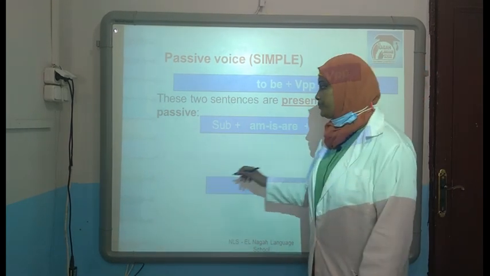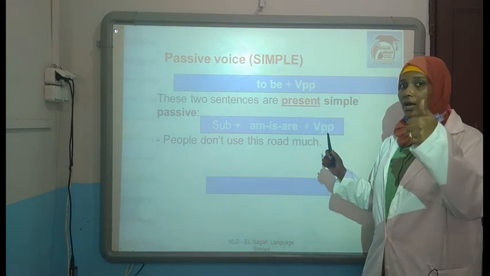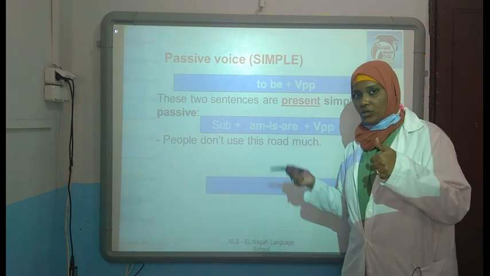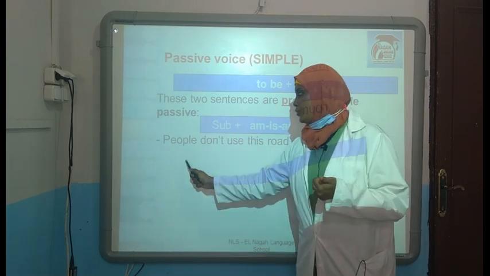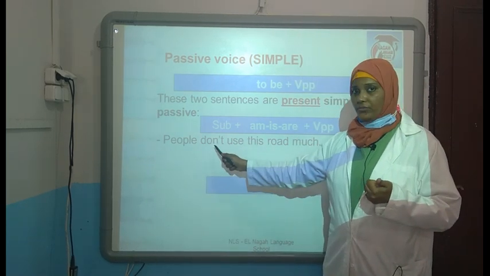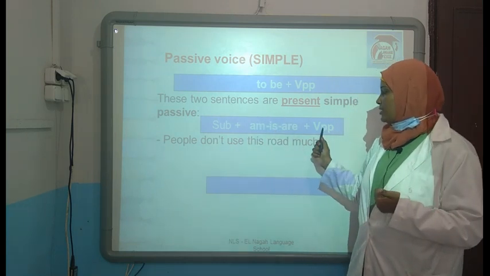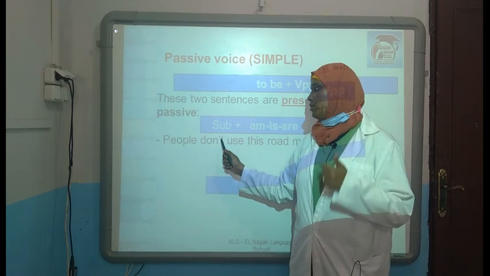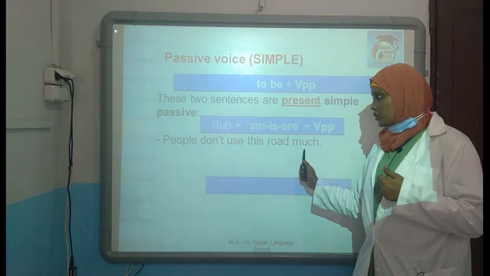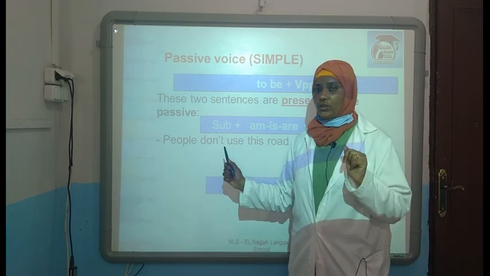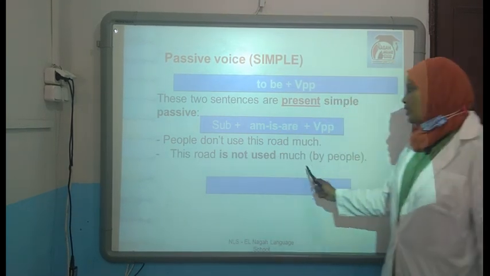Let's see an example. People do not use this route much. So the first step, IS: identify and start with the object. Where is the object? This route. Start with it: this route. Identify the verb. Which tense? Present simple. So am, is, are, and the past participle. So this route is, isn't, because we have a negative here, used much. The third step, adding by and the doer: by people. Let's see the answer. This route isn't used much by people.